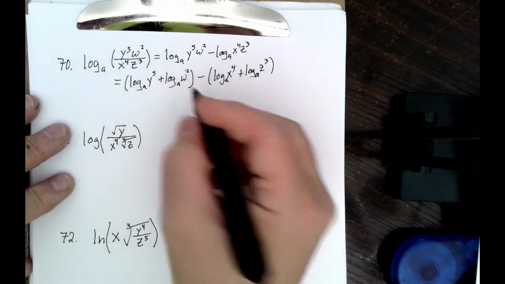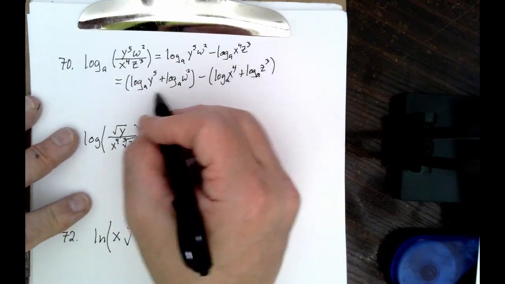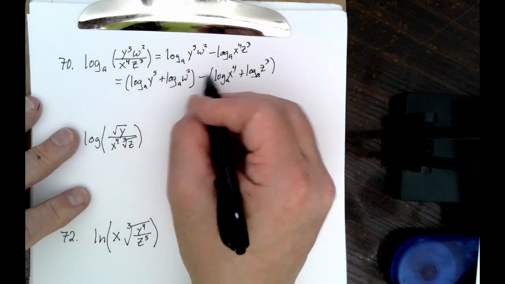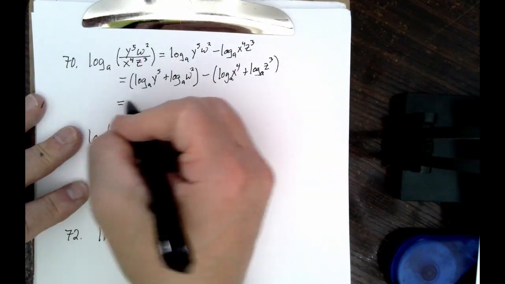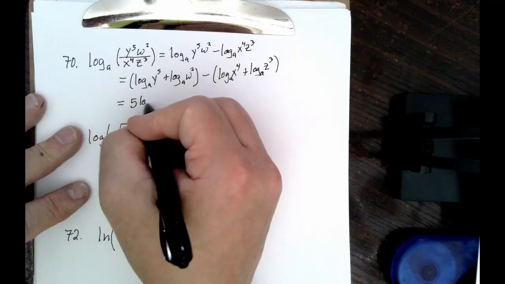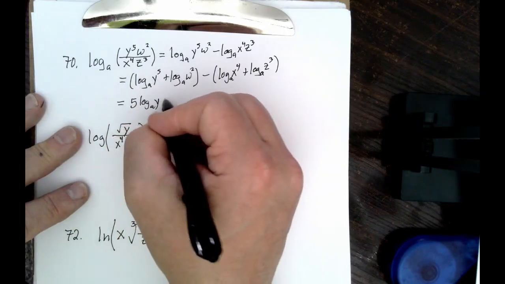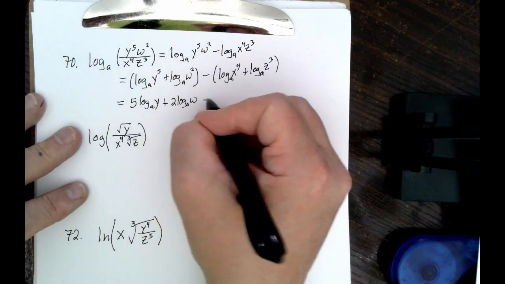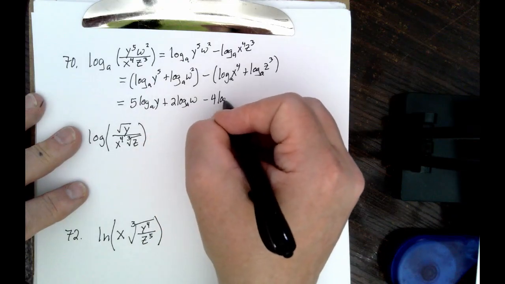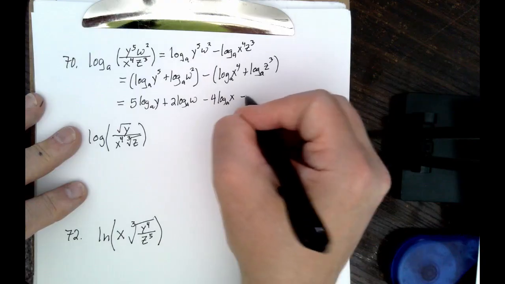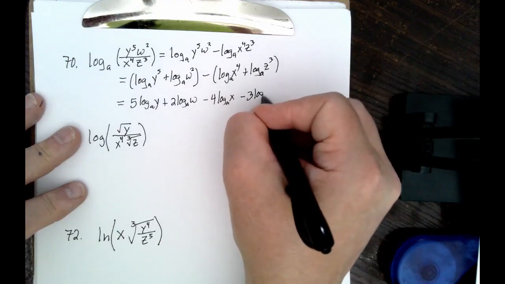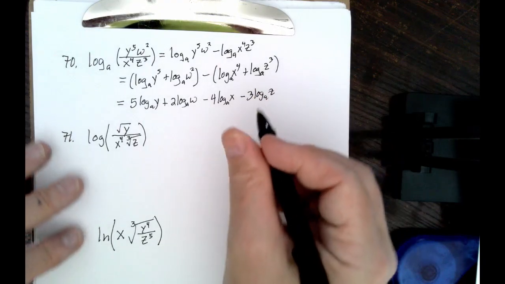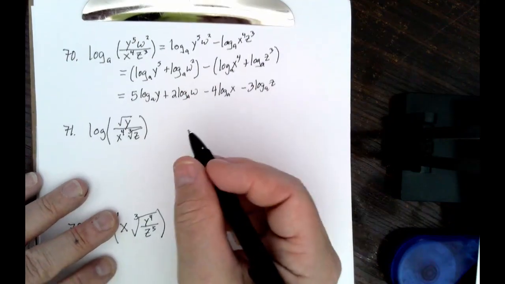Now each one of those exponents come out front, but when you drop your parentheses, nothing changes with the first one, but the second one you hit with a negative. So you end up with 5 log base a of y plus 2 log base a of w minus 4 log base a of x minus 3 log base a of z. The negative distributes to each one of those.